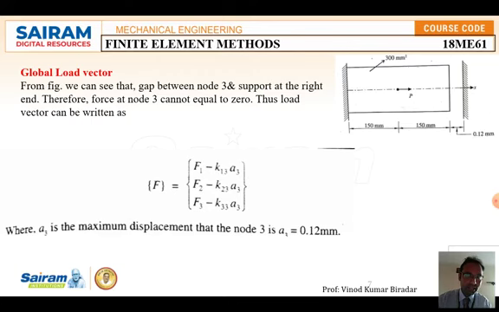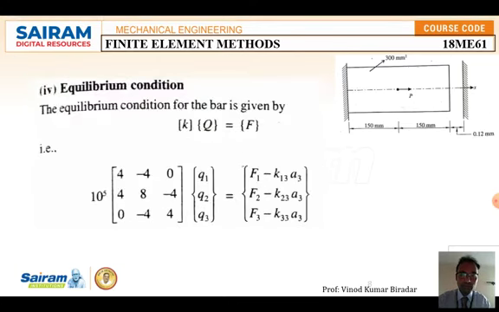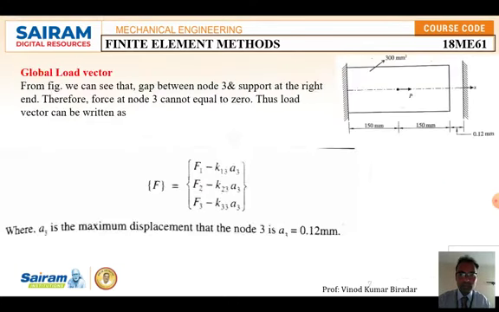The last third element, that is K1, K2, K3. Where is that? This one, and which is multiplied with this distance, that is A3. So where A3 is equal to what? The given displacement is equal to 0.12 mm. I hope you understand this.